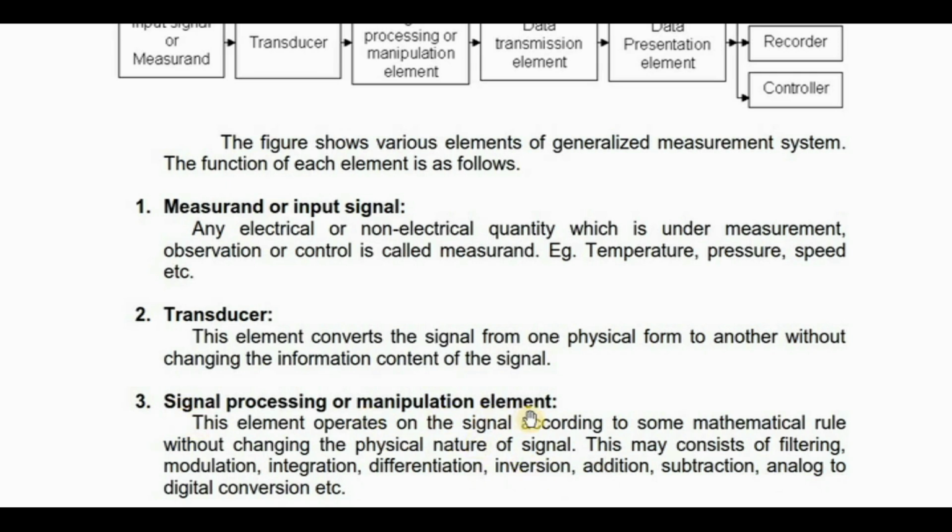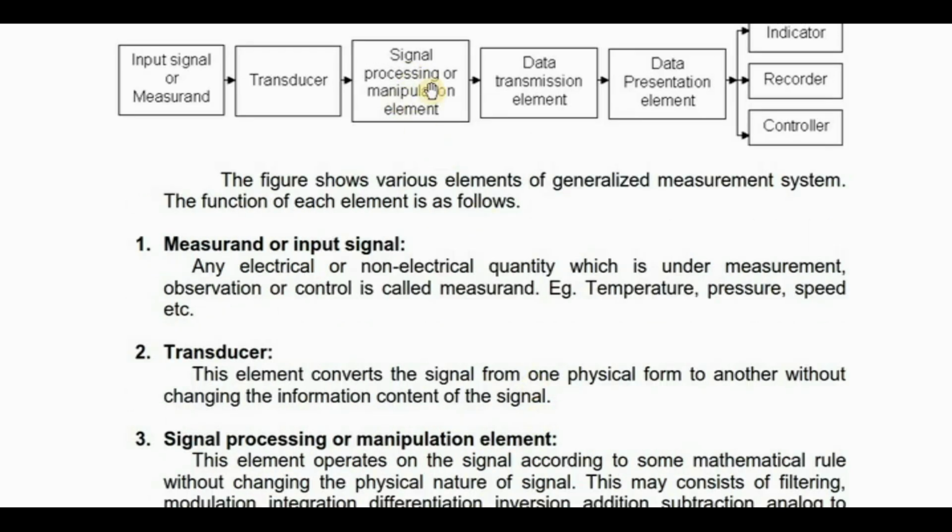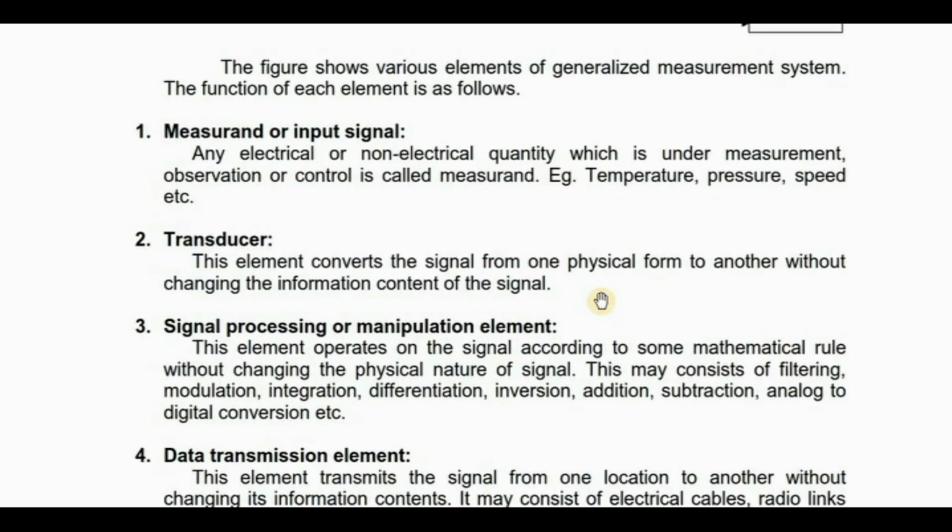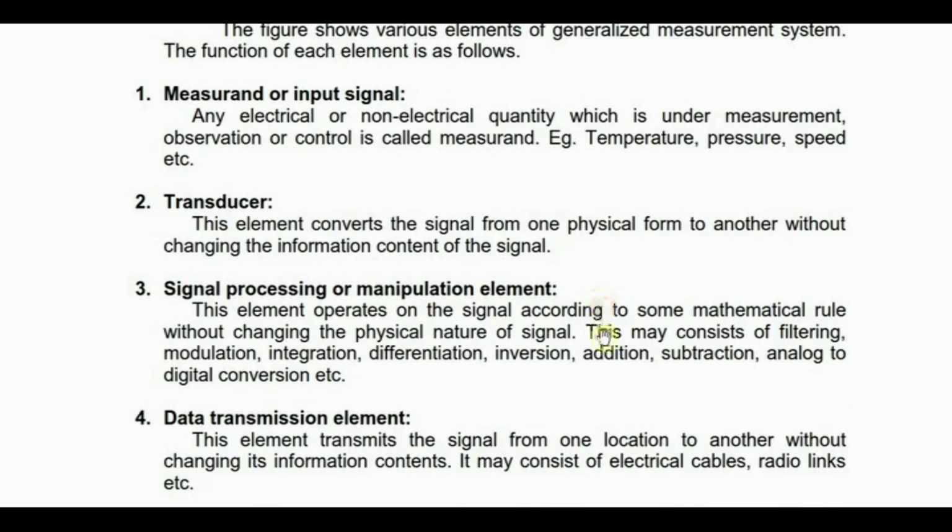Now once the signal processing or manipulation element works on that particular signal, that signal is given to the data transmission element. Now what does data transmission mean? Suppose whatever measuring you are going to do, and if you want those values at a remote place, we are going to use a data transmission element. So what is this element? This element transmits the signal from one location to another without changing its information content. It may consist of electrical cables, radio links, etc.